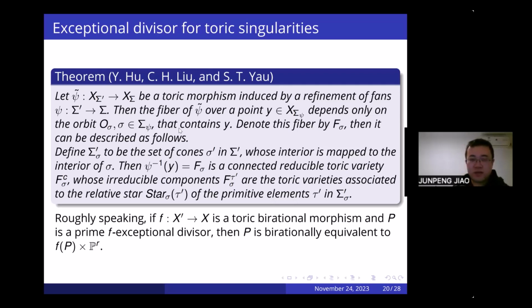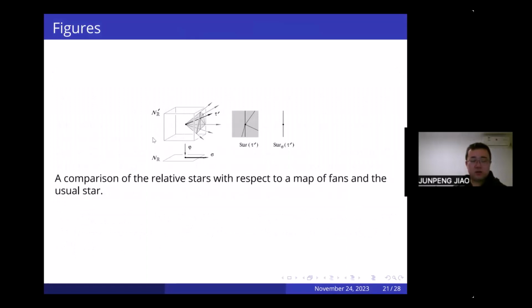So here it contains many terms from toric geometry. But roughly speaking, it says if x prime to x is a toric birational morphism, and P is a prime exceptional divisor, then P is birationally equivalent to the P^r bundle over its image. So this figure compares what is the relative star.